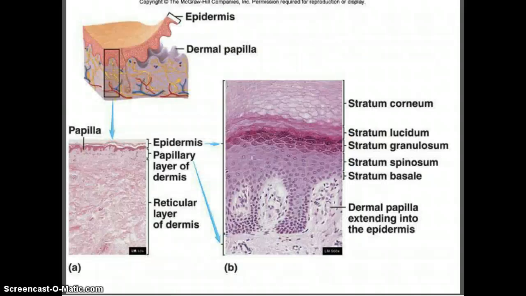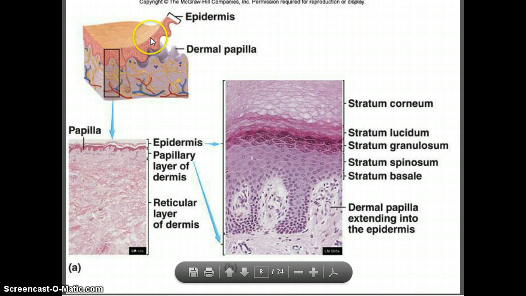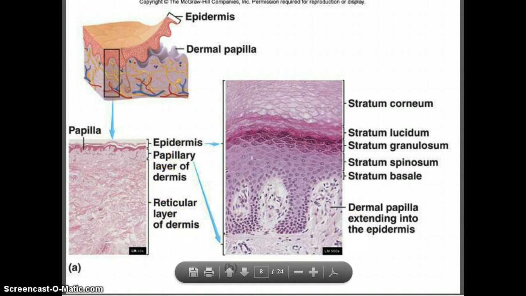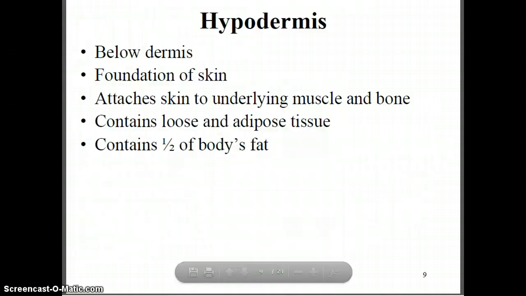Okay, you can read about this and review it as much as you like. So again, the epidermis and the dermis, with the papillary layer consisting of dermal papilla, which literally mean little bumps, and some more diagrams to show you what this looks like.